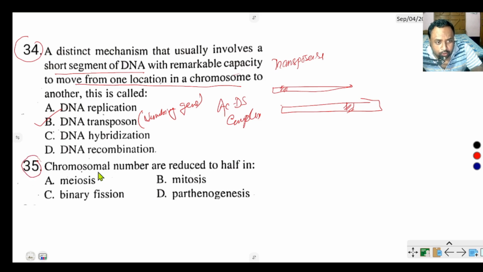Question 35 says chromosome numbers are reduced to half in case of meiosis, but binary fission is asexual reproduction, mitosis is an equal division, and parthenogenesis is development in the absence of fertilization. Example, honeybees.